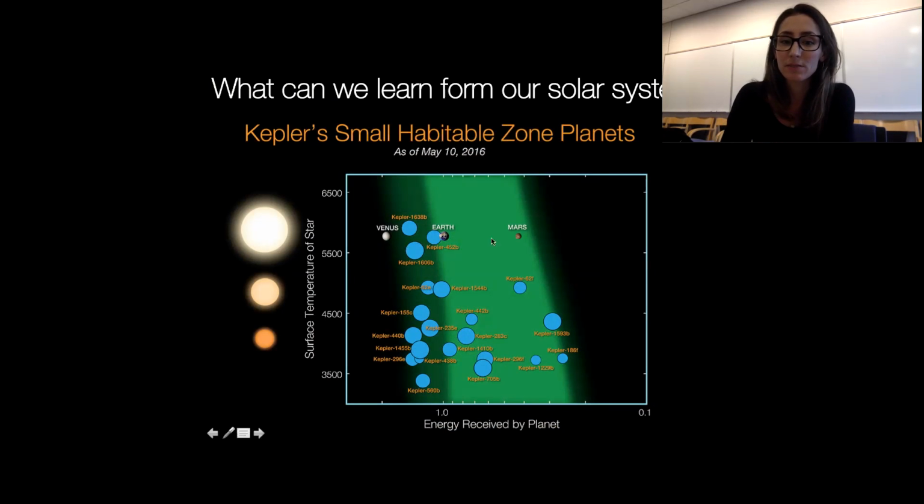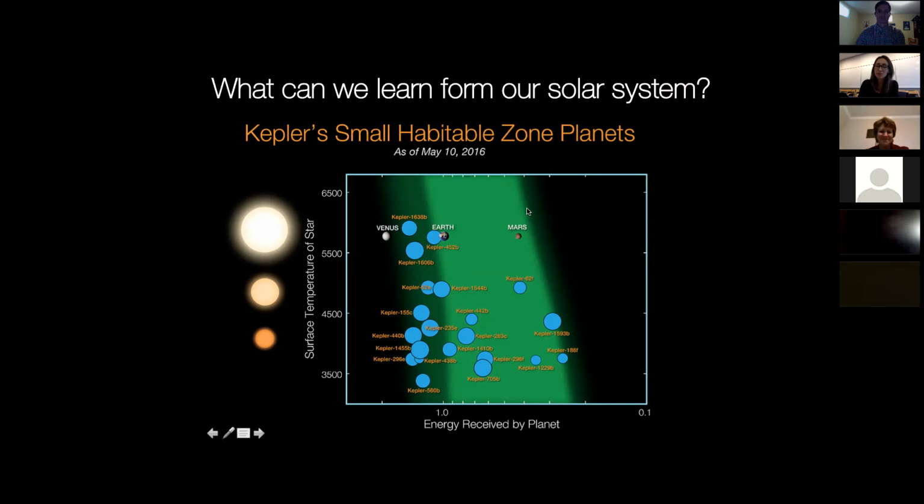Here are Venus, Earth, and Mars. Again, you can see Venus is right on the outside. This green is a conservative estimate, and the darker green is sort of on the outside. Both Earth and Mars are in the habitable zone, and this would be our star and the temperature of the star. And this is the energy received by the planet, so it's scaled to Earth, which is 1.